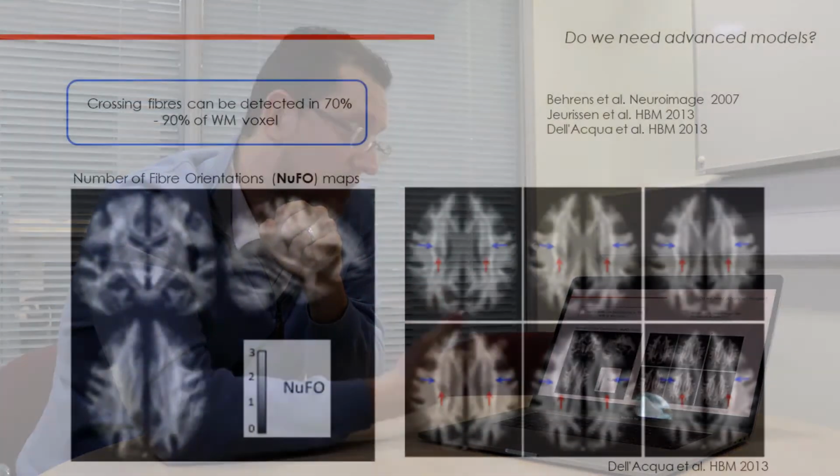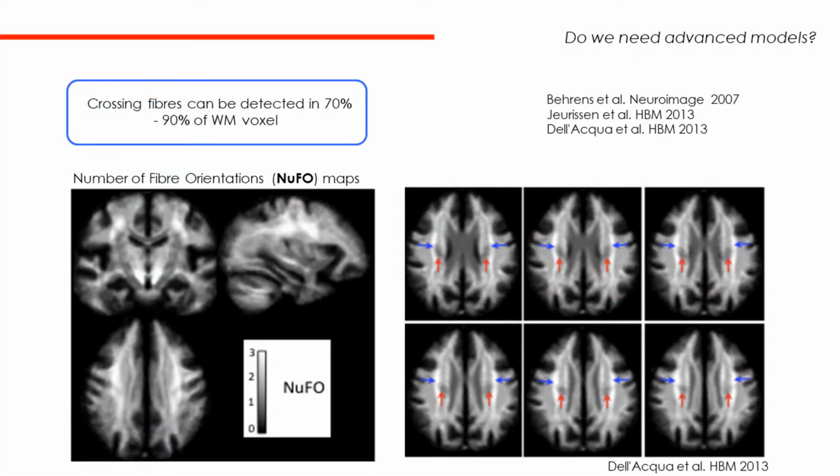Well, we did a different study, and we show, for example, that if we map the number of crossings across the brain, different studies show that at least between 70 and 90% of the brain areas show crossing fibers. So using a single fiber model like the DTI, you can only see a single fiber orientation. You can actually be missing quite a lot.